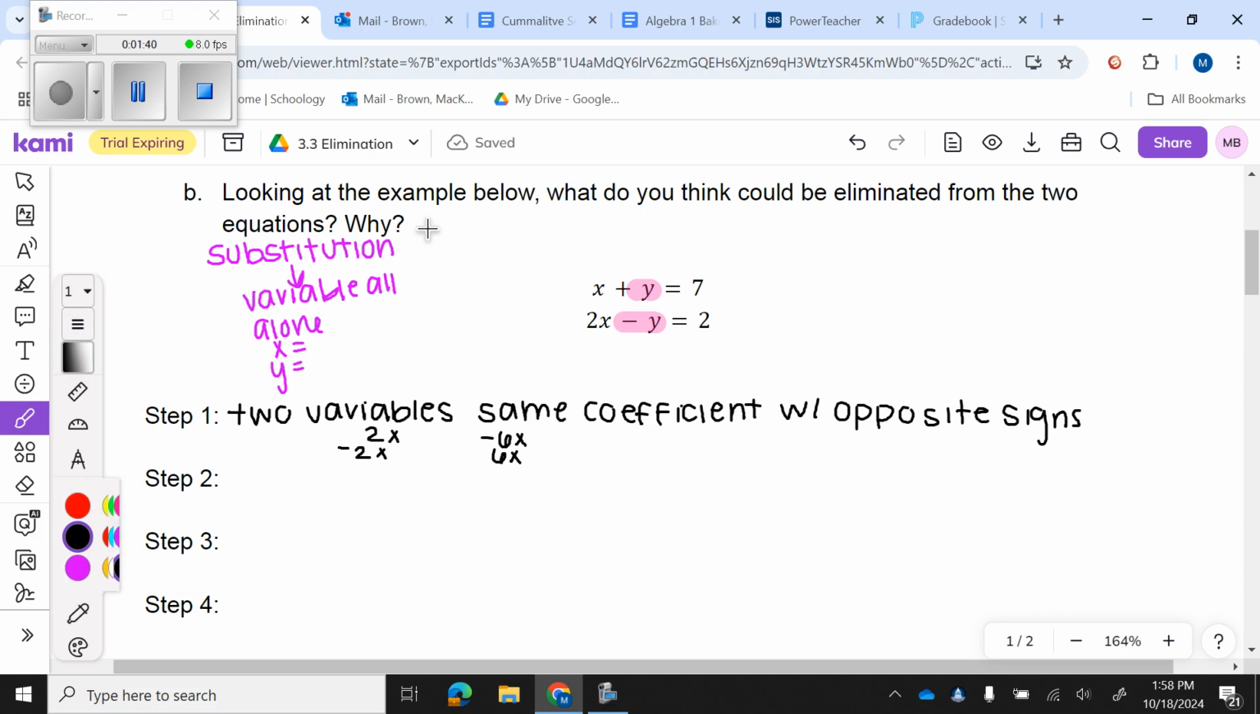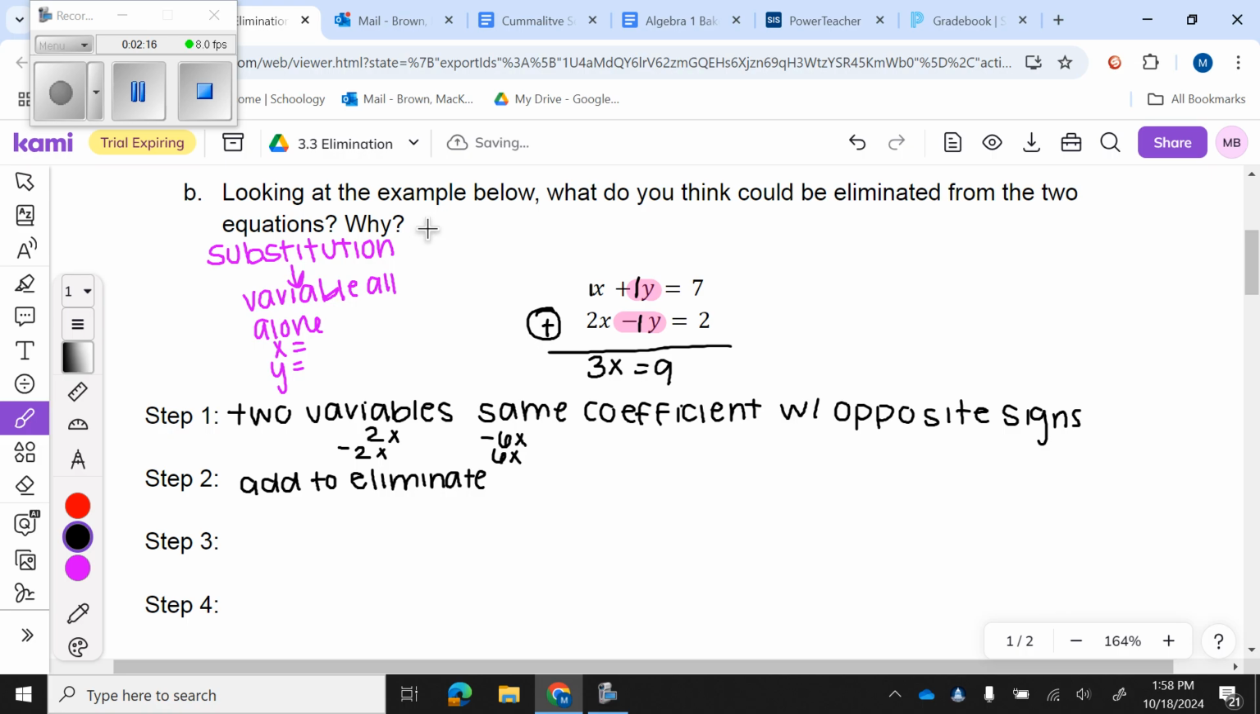Step 2 is we're going to add to eliminate. I'm going to add these two equations together, straight down. If you want to put a 1 in front, you can. I'm going to have 1x plus 2x, which gives me 3x. The y's, 1y plus a negative 1y, cancel. That's eliminated, which is what we want to happen. We should only have one variable. So I've got 3x equals 7 plus 2, which gives me 9.